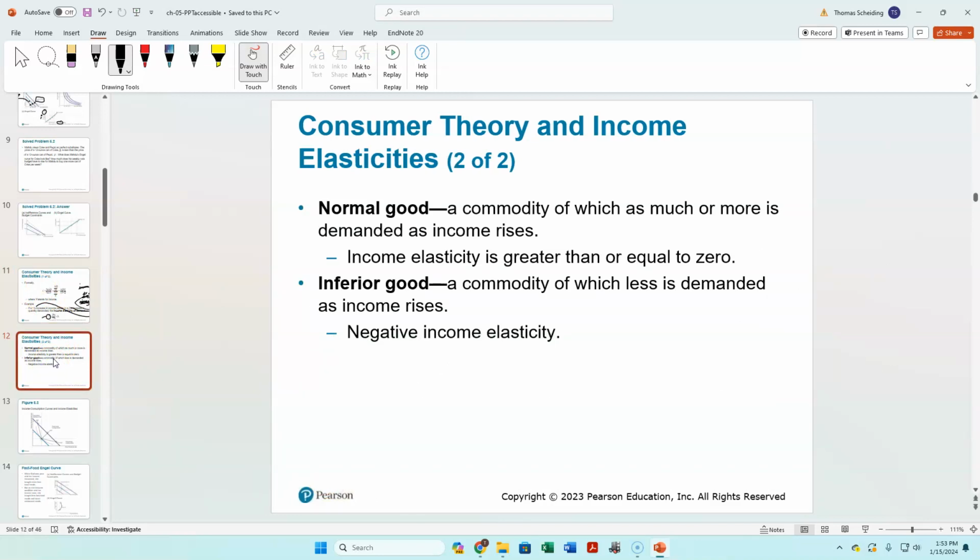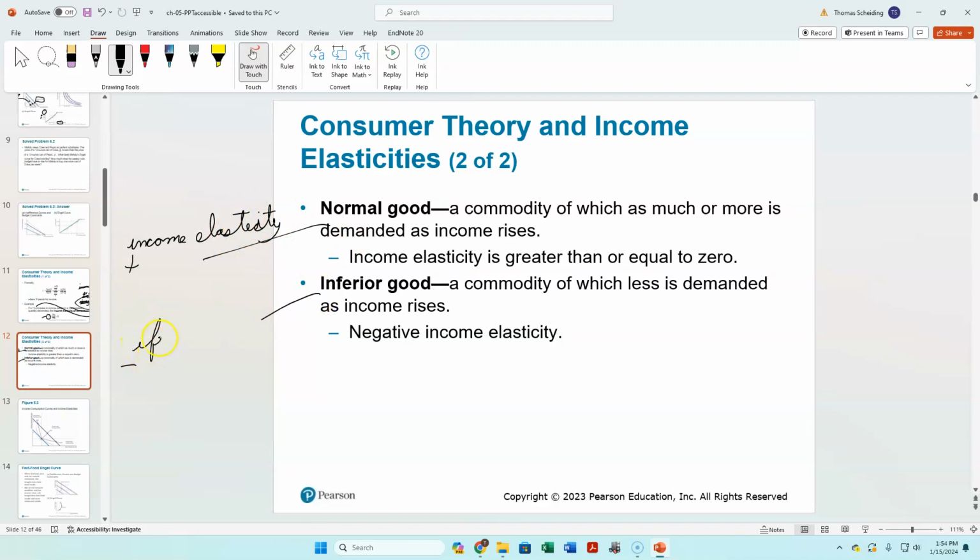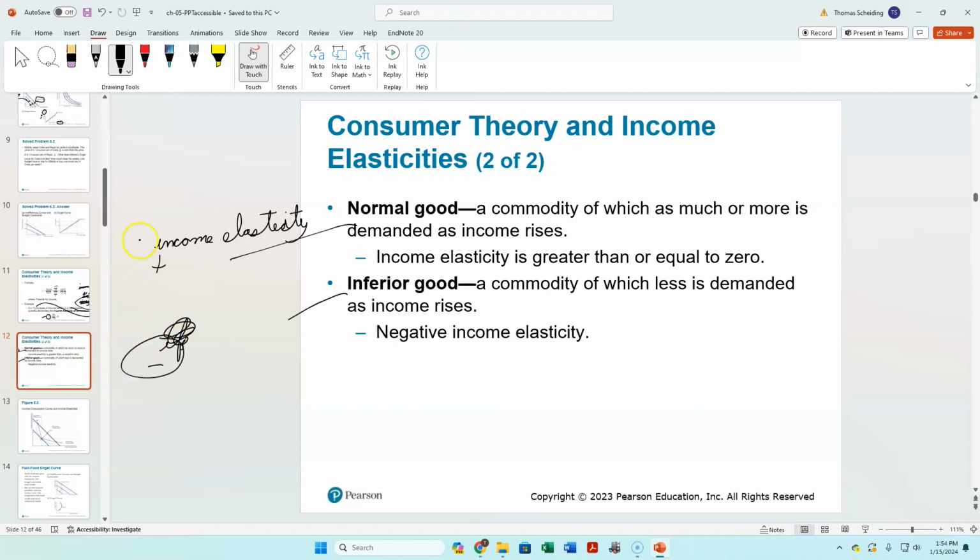But what the income elasticity can tell us by virtue of its sign, if it's positive or negative, is whether we're dealing with a normal good or an inferior good. When it's positive, then we know that we're dealing with a normal good. And when it's negative, we know that we're dealing with an inferior good.